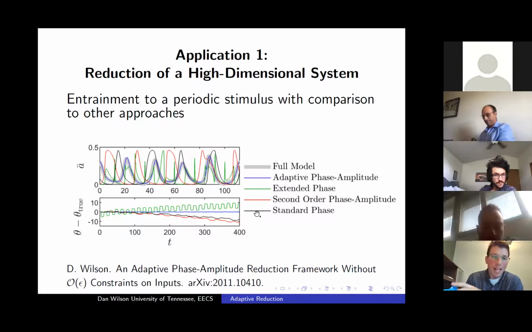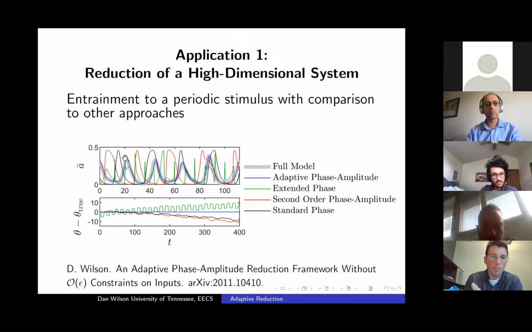So here we have this black line is what if we do standard phase reduction on this. Red is the second order version, which is accurate to a little bit more accuracy. Extended phase reduction has the explicit assumption that the input is changing slow enough to get a good reduction, and then this adaptive phase amplitude reduction, the blue one, is the only one that works in this case. All of the other ones have this drift over time, and they really don't give a good representation of the overall dynamics. And of course, this gray line is the full model.